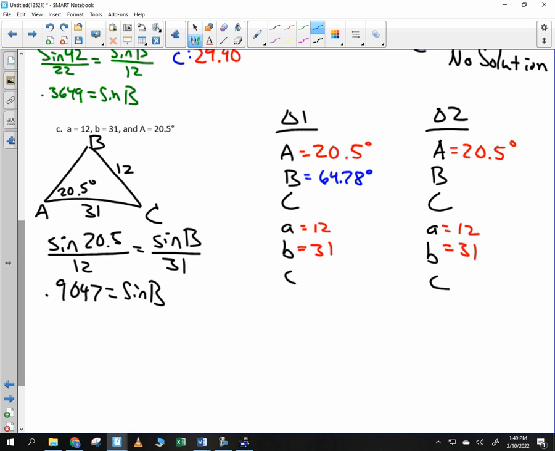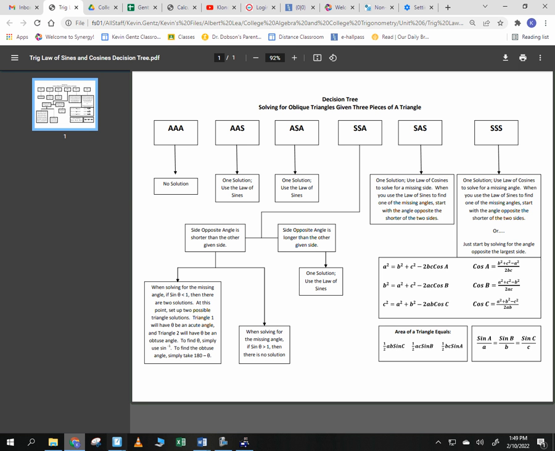Yes, so let's talk about what Easton just did there. It says, at this point, set up the two possible triangles. Triangle 1 will have the angle be an acute angle. Did we come up with an acute or an obtuse? Acute. And we found that. To find the obtuse angle, simply take 180 minus the angle.